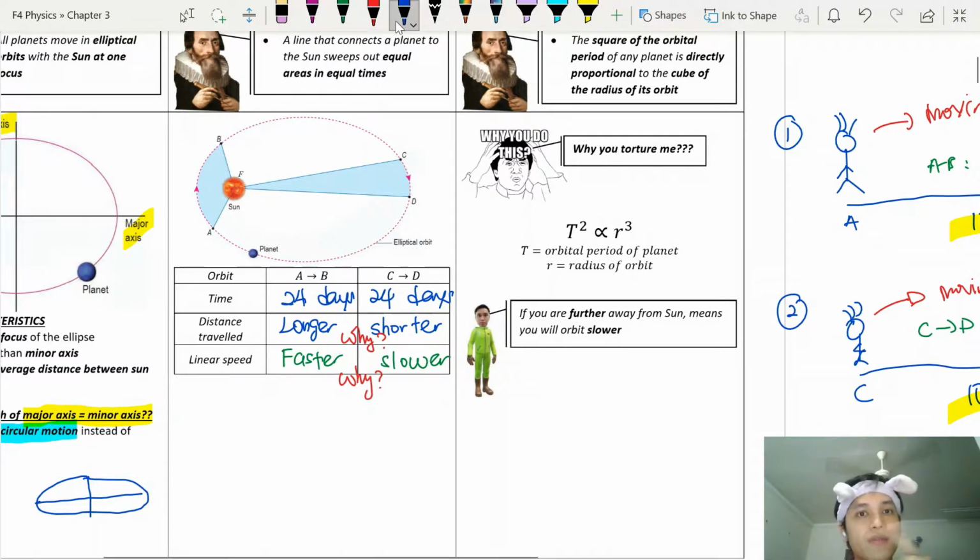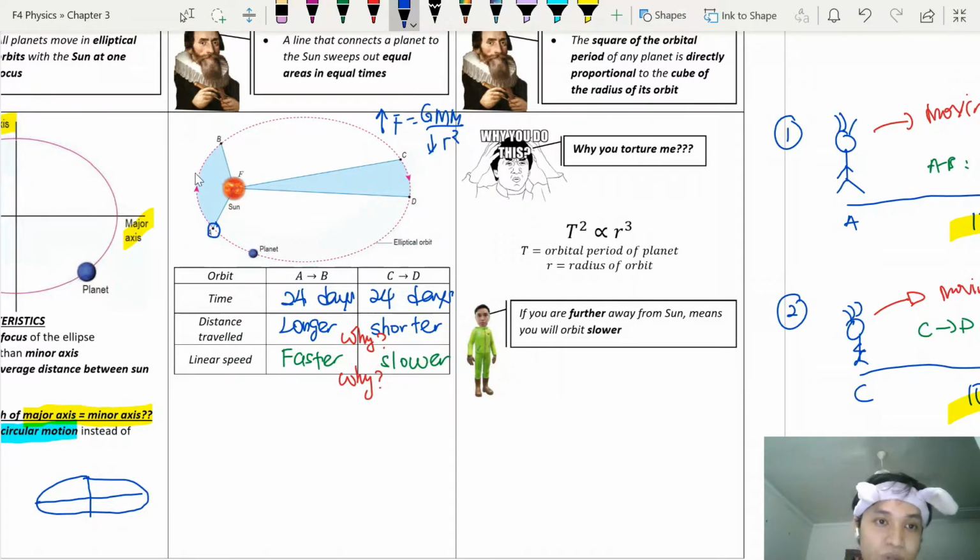Remember in the first part of your lesson 3.1, we learned about the effect of distance towards your gravitational force, right? If the distance between the two planets is smaller, your gravitational force will be higher lah. Correct? So in this case, let's take these 2 points, point A and point B. The planet is nearer towards the sun. If you are nearer towards the sun, of course the gravitational force will be higher, right? Meaning the sun's pull is stronger since you are nearer to the sun. So the sun will pull you even stronger. Therefore, you are going to move faster lah.